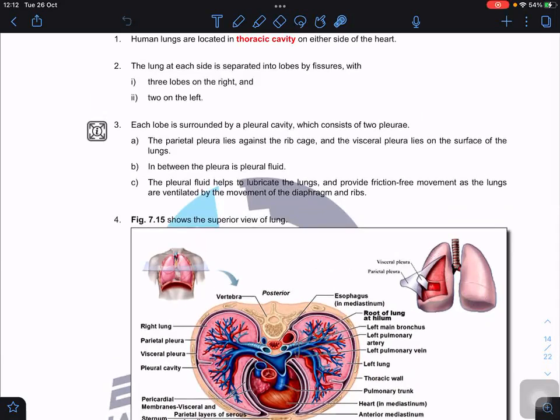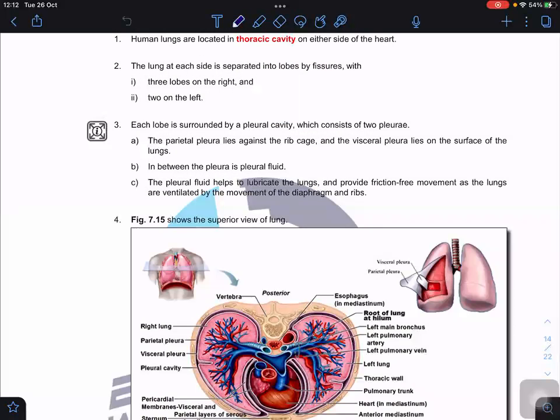So each lung is surrounded by the pleural cavity, which consists of 2 pleurae. The pleurae are membranes. Okay, so it means the lung is surrounded by a double layer of this membrane. One is inside, one is outside. Okay, so if I draw it out, it's something like this.